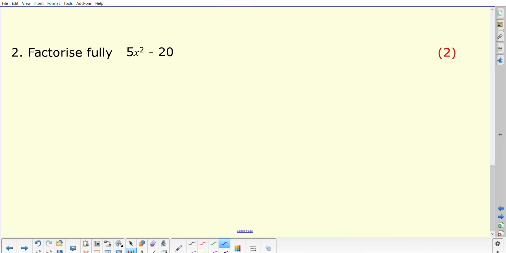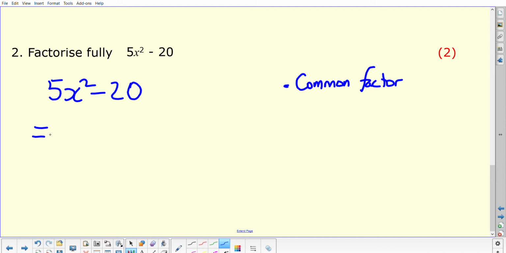Question 2 is a factorising question. There are 3 different types of factorising. You should always begin by checking for a common factor. So here we've got 5x squared minus 20. I'm hoping that you could spot there is a common factor there of 5. So we would take that outside, it would become 5 bracket x squared minus 4.